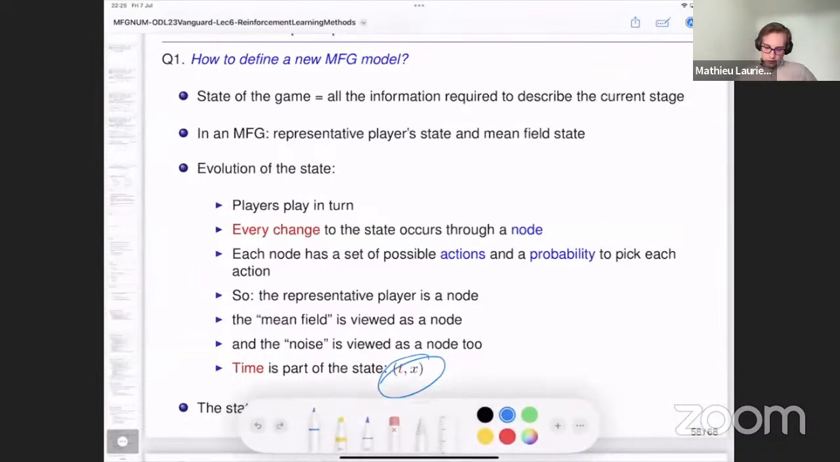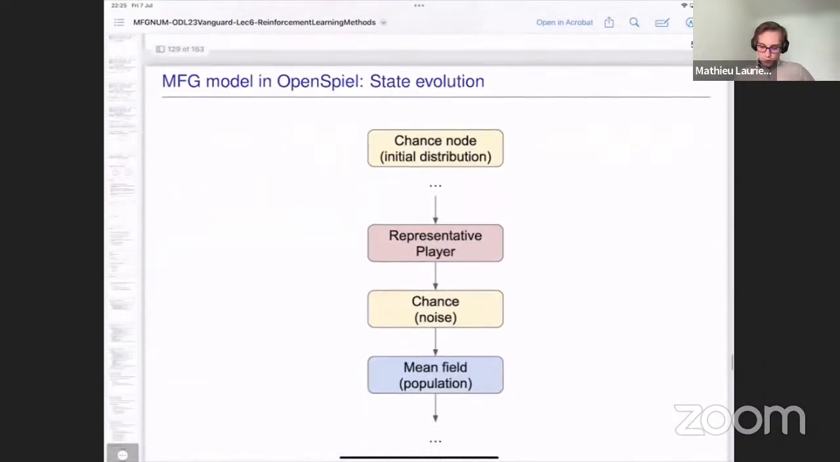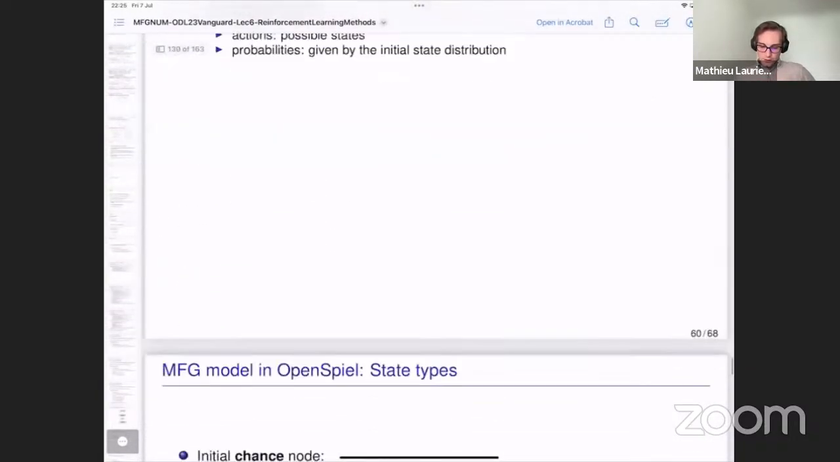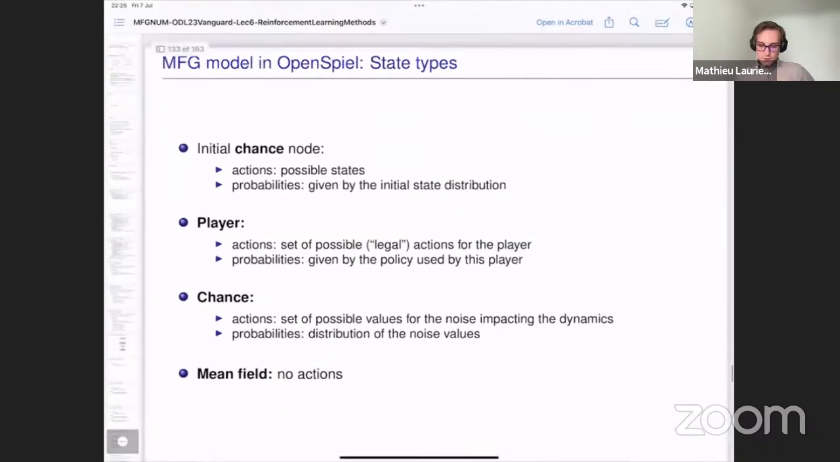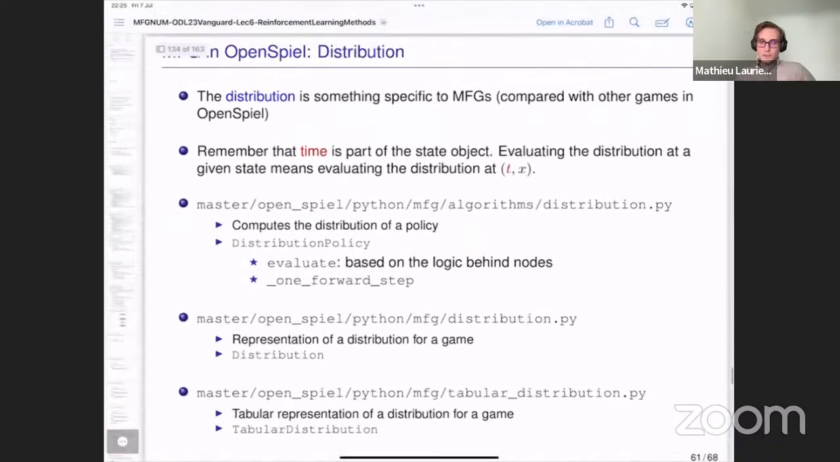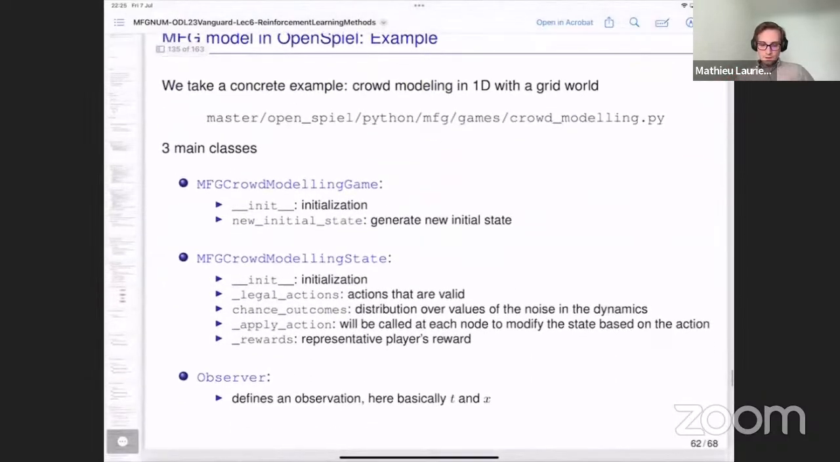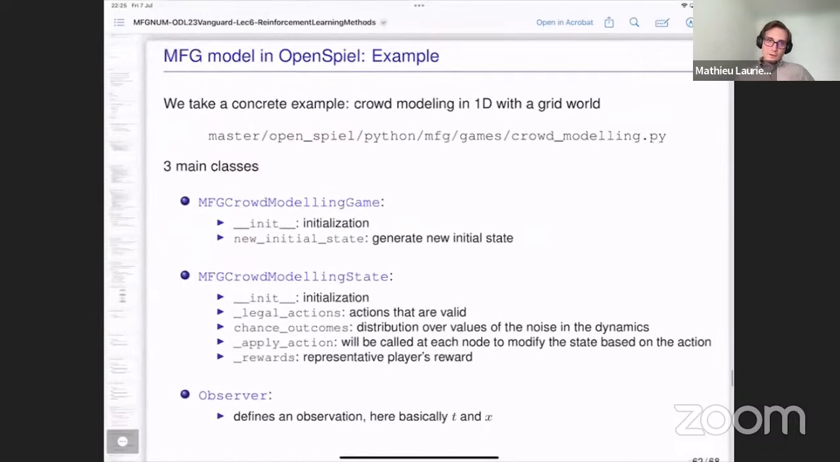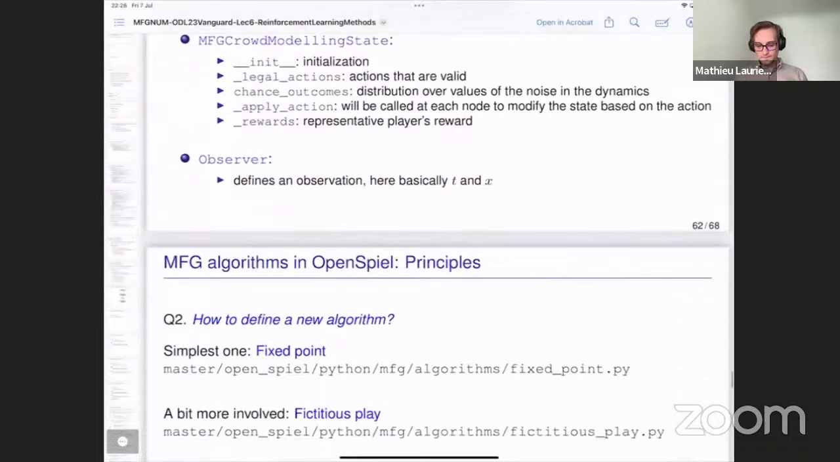Okay, I'm running short on time, so maybe I will go briefly over this. You can take a look at this. You can take a look at the description of the chance node, player node, and mean field node. One key object is distribution. So here I give several aspects of how the distribution is represented in OpenSpiel. And here is an example. So I suggest that you take the example of crowd modeling, which is in 1D, not in 2D. And here I describe the main classes and the main functions in these classes.